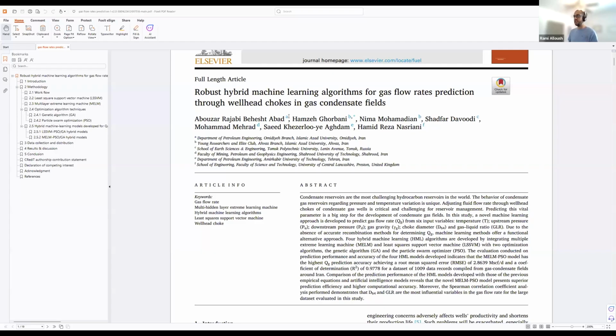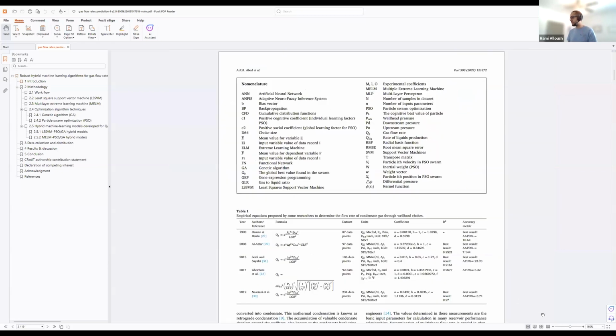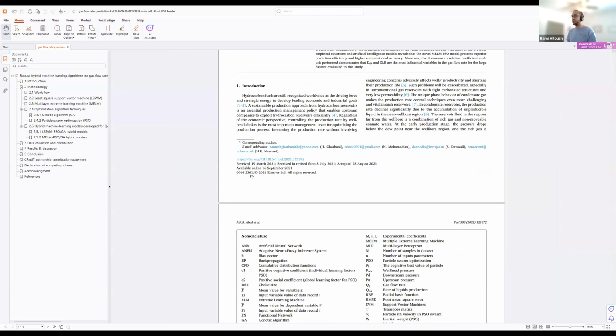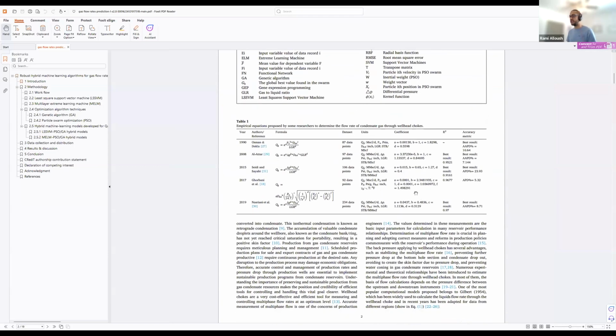Again, the examples are unlimited, but I'm giving you real fields from very recent publications, newly published ones. This one is published when? This one 2021, the other ones are 2023 and 2024, very recent publications. This is the one for the choke condensate.